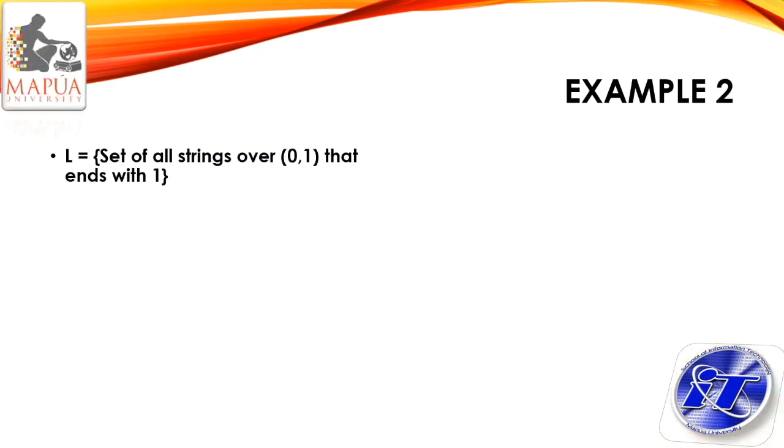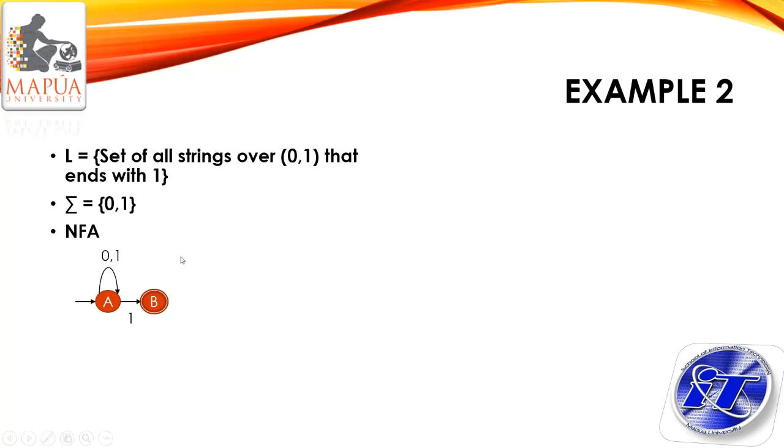An automaton that accepts all strings over 0, 1 that end with 1. The alphabet is 0, 1, and the NFA is this. A is the initial state, and since it ends with 1, it will just go to B, which is the end state. But there are instances where we have lots of values before the last symbol, which is 1. Therefore, we need to have a loop in A.